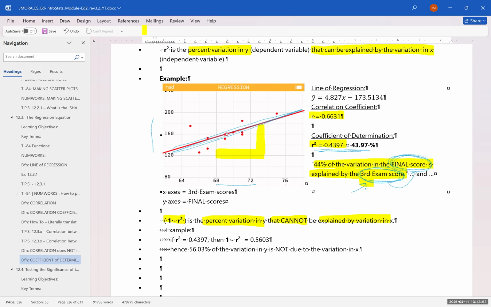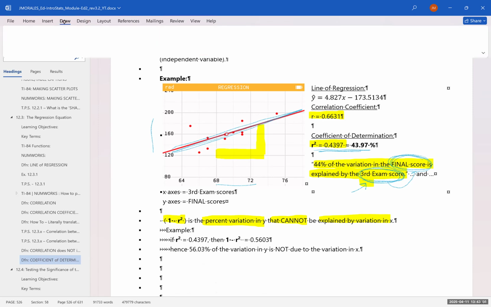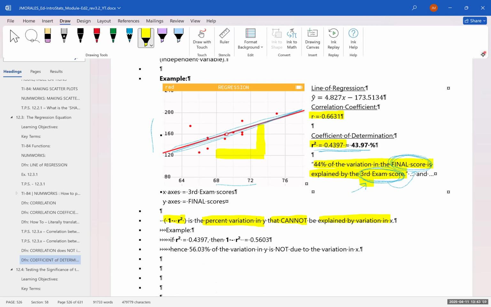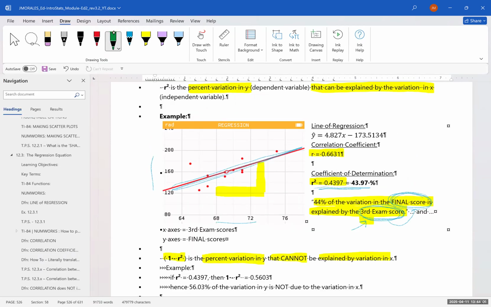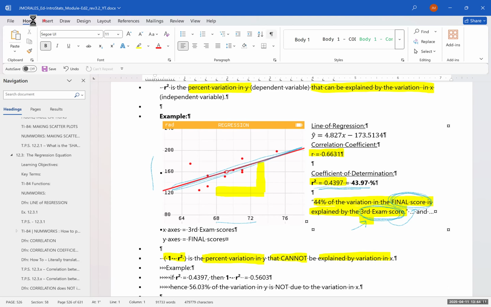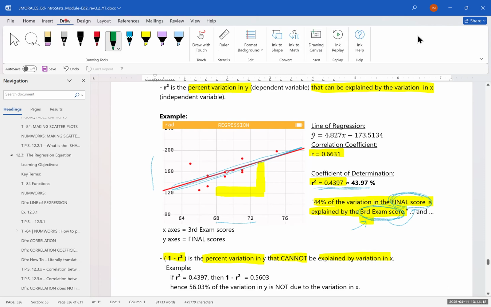So for example, with our example of 44% there, then 1 minus 0.44 gives us 0.66 or 66%. So what that means is something else other than third exam score is responsible for the increase in the final score.